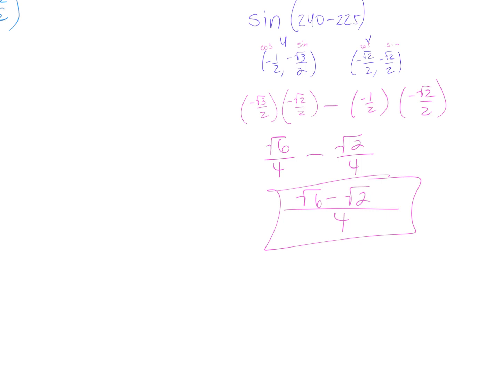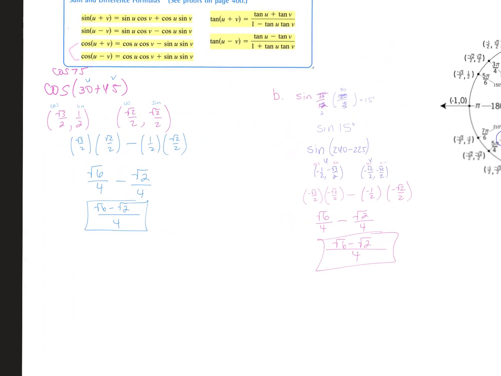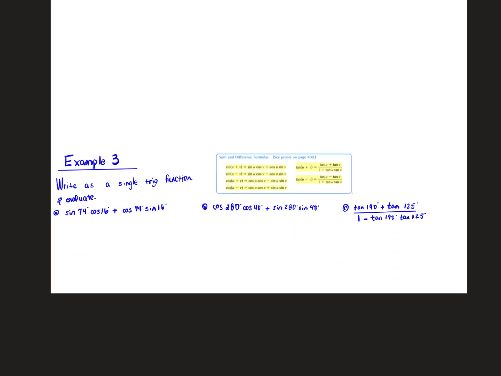Now, this is a lot harder, I understand, if you don't have the unit circle and if you don't have the formulas. But you guys have both of those. This is pretty straightforward. Questions? Let's go to the next one. I want to do example 3 first, and then I'll go up to example 2.